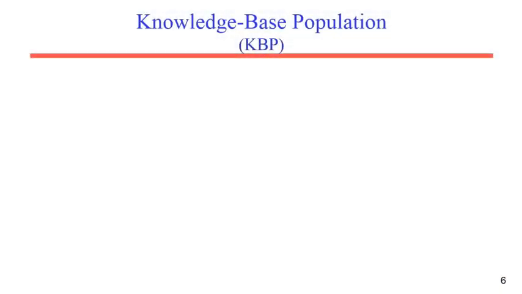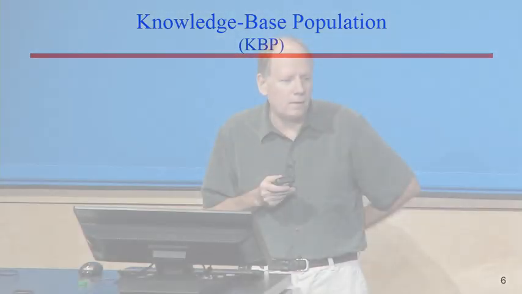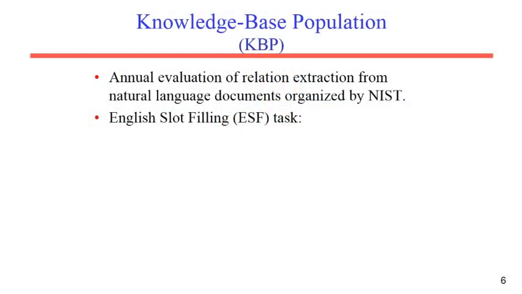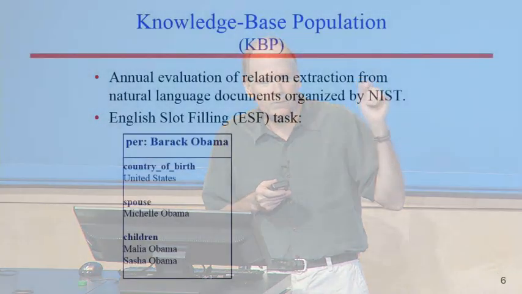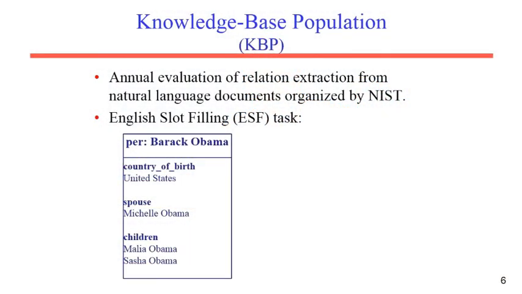KBP is a recent series of evaluations that NIST has organized where you have to extract relational world knowledge from natural language documents. There are a bunch of different tracks within KBP, and the one we've been focused on is called English slot filling, where you have to pull out slots of information about people and organizations. There's also entity linking and some other tracks within KBP.